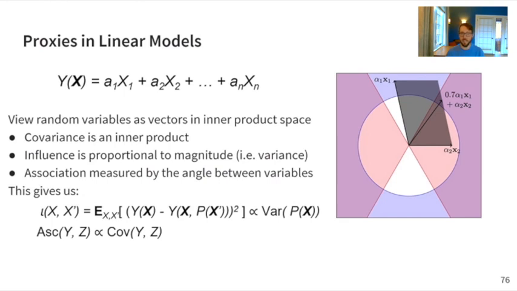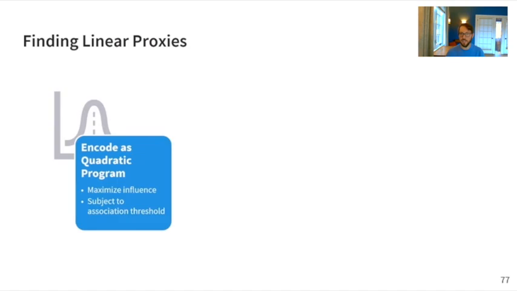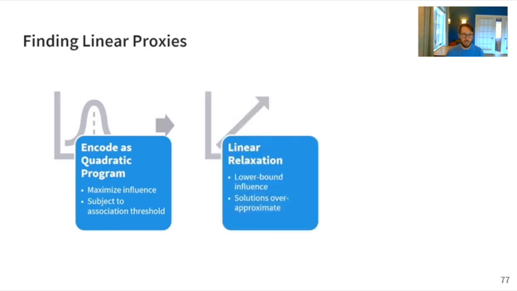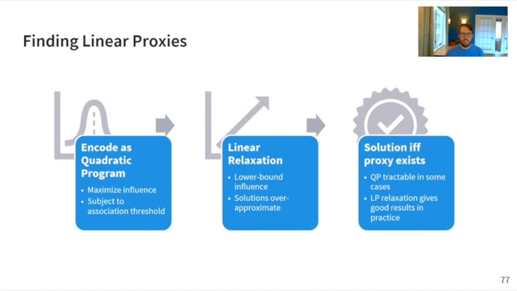So Z is the protected information type, and we want to know whether Y is strongly associated with it. We just look at the covariance between Y and Z. And a really nice thing about looking for proxies in linear models is that it can actually be done fairly efficiently in a lot of cases. So the precise formulation of a sound and complete proxy finding algorithm has us encoding the problem as a quadratic program where we maximize the influence of a candidate solution subject to an association threshold. But we can actually relax this into a linear program by taking a lower bound of the influence. And what this gives us is a problem whose solutions over-approximate those of the exact formulation as a QP.